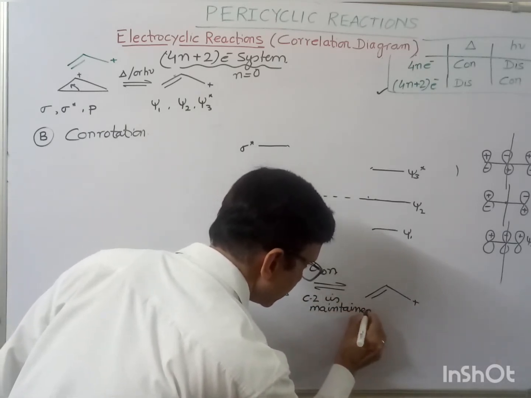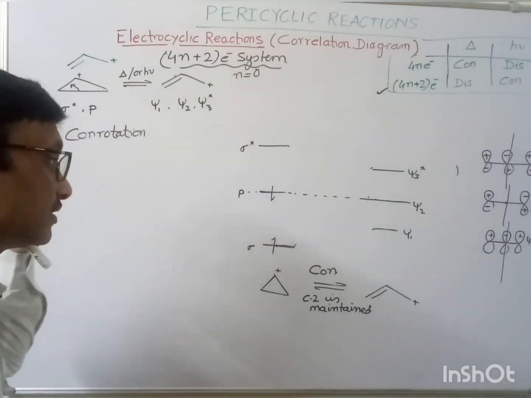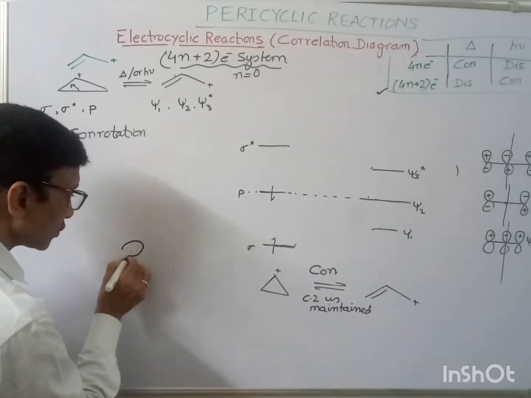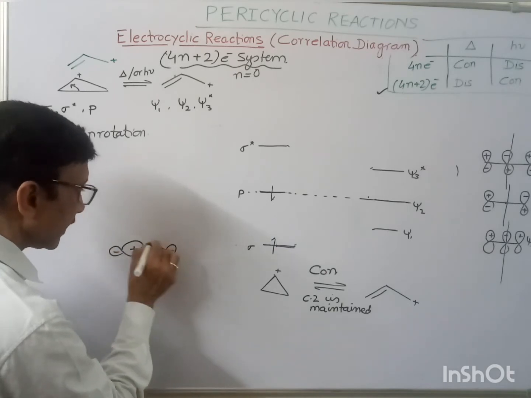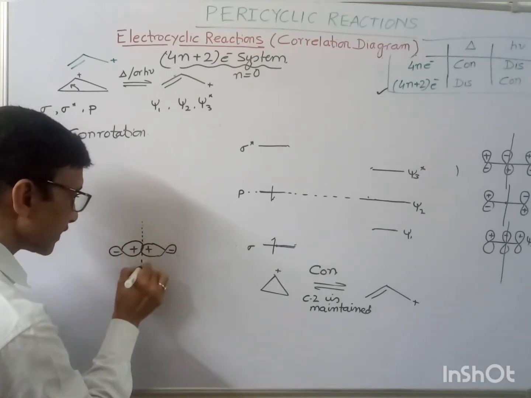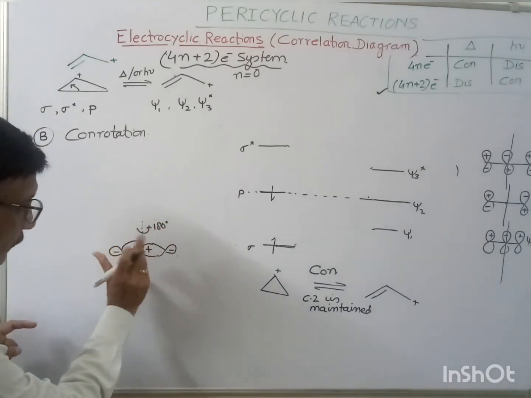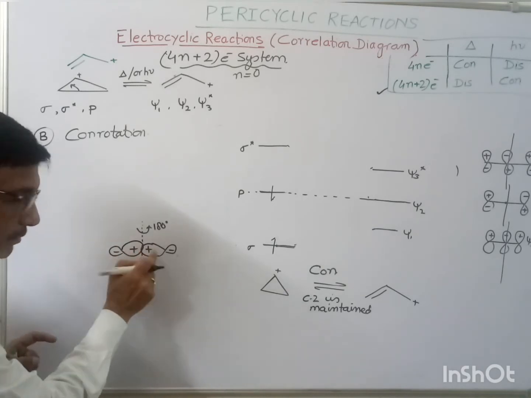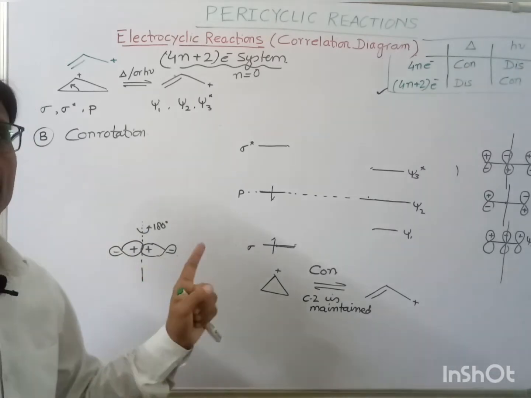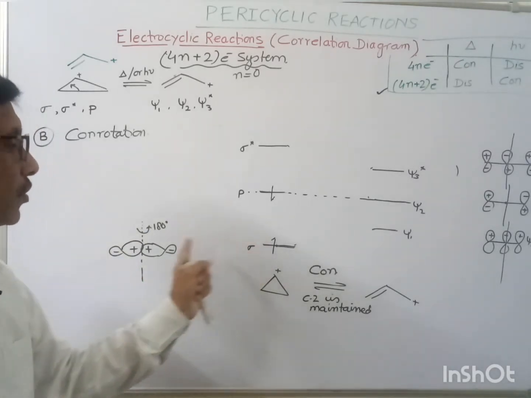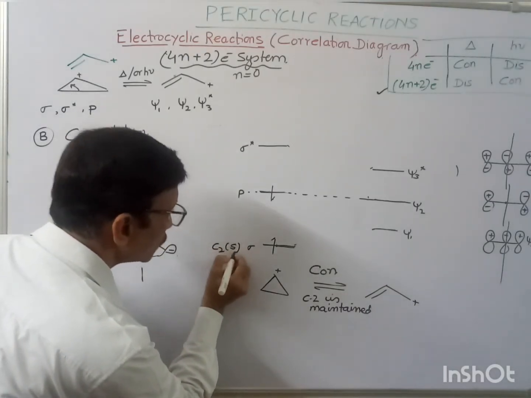So if you look at the reactant molecular orbital sigma, is it symmetric with respect to C2 or not? This is our sigma. If we draw one of the rotation axes and rotate it by 180 degrees, then in place of plus, plus will come, and in place of minus, minus will come. It means we are getting the same molecular orbital after rotation. That's why it is symmetric with respect to C2.